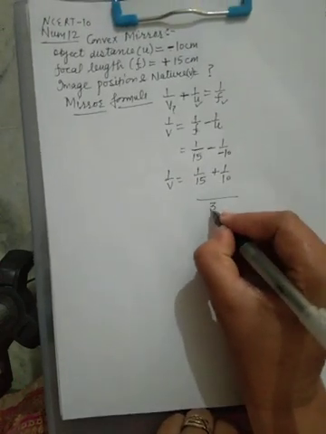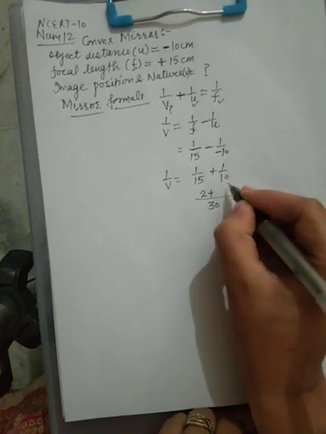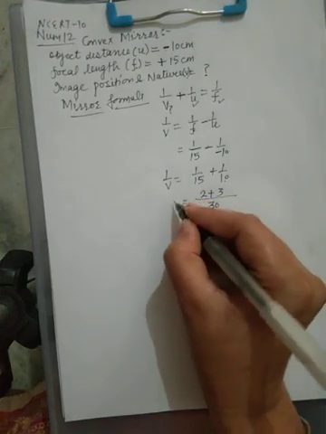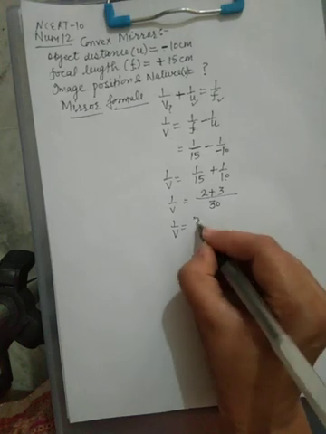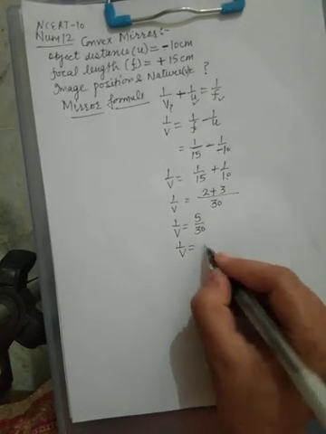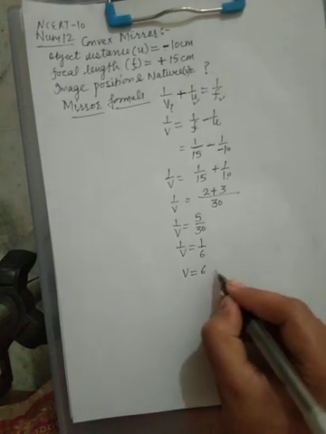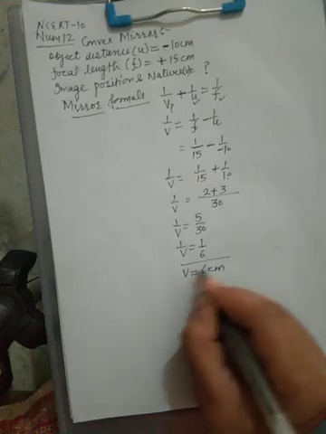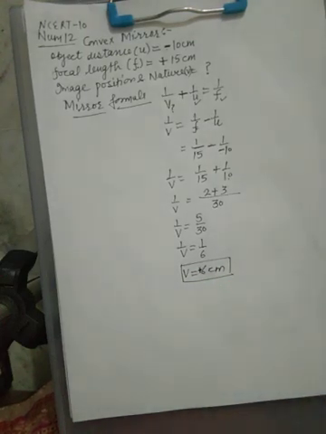15, 10 having LCM 30. 15 2s are 30, 2 1s are 2. 10 3s are 30, 3 1s are 3. So it is 5 by 30. So 1 by V is equal to 5 by 30, and 5 by 30 is 1 by 6. So 1 by V is equal to 1 by 6. V is equal to 6 centimeter. Answer is positive.